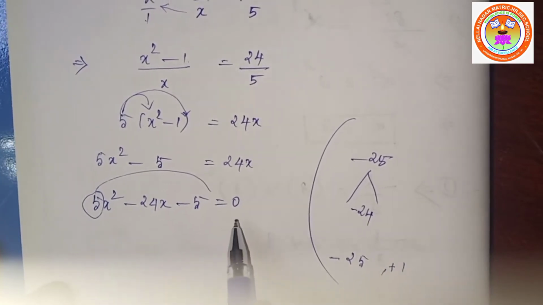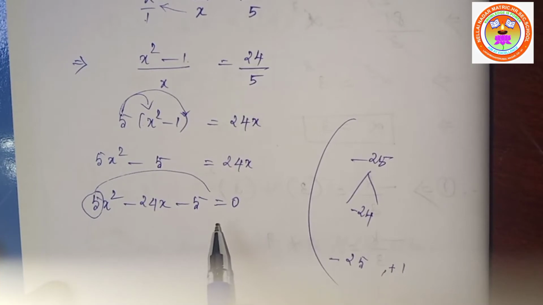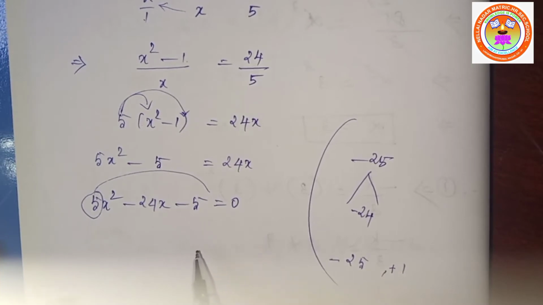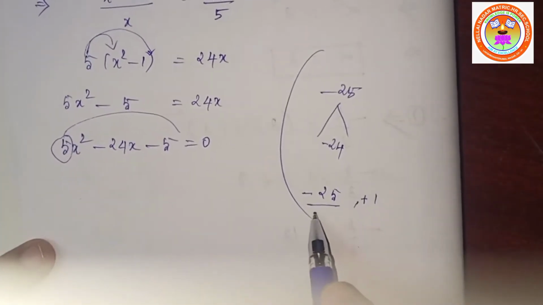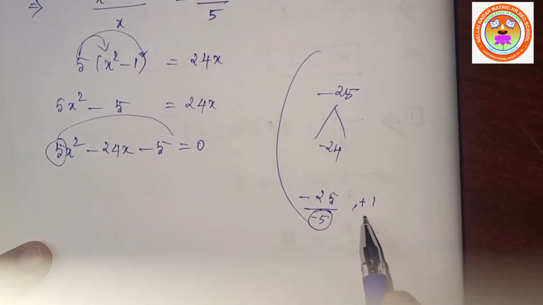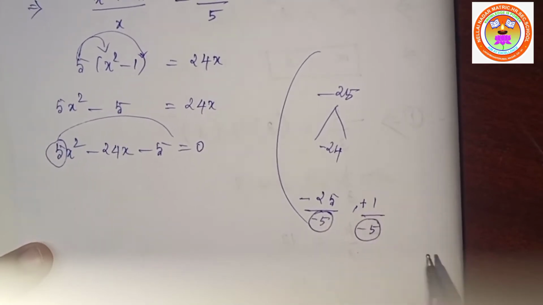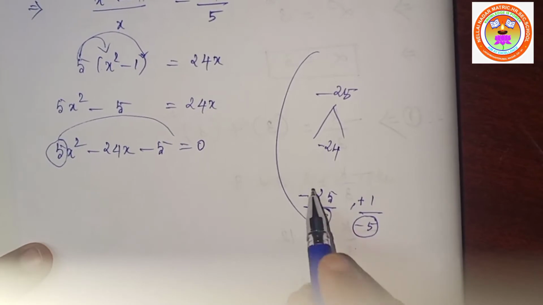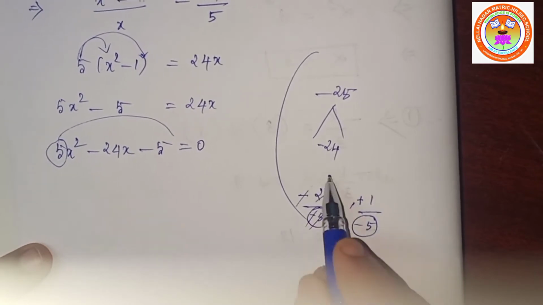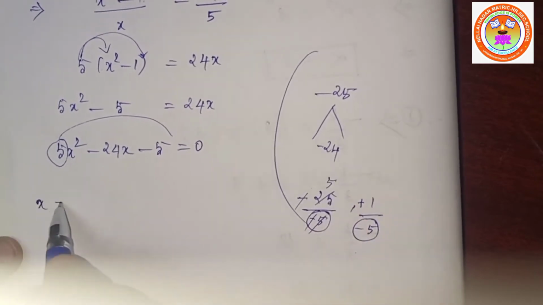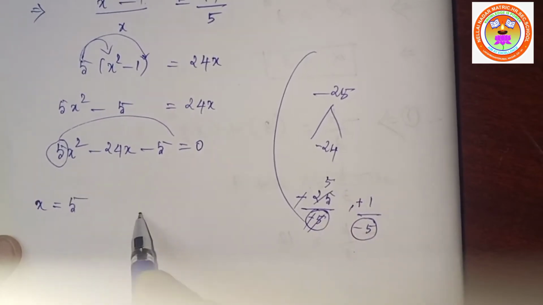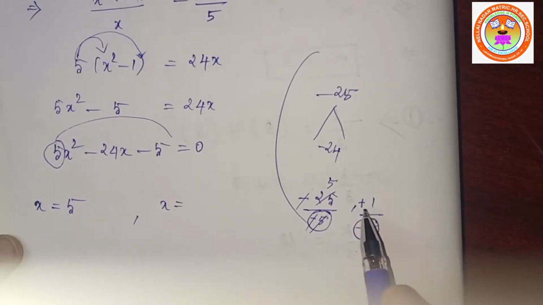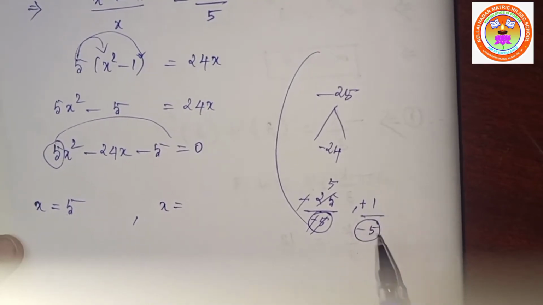Since it is a quadratic equation, you can find the values of x directly. Many times I told you: the coefficient of x squared is 5. Change the sign and write minus 5 in the denominator. Here also. Now you can simplify. Minus minus get cancelled. 5 table, how many times? 5 times. So x is equal to 5 by 1, which is 5, or x is equal to minus 1 by 5.